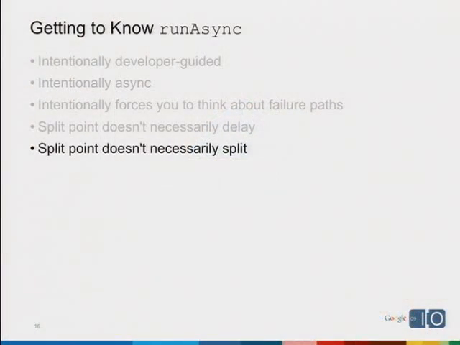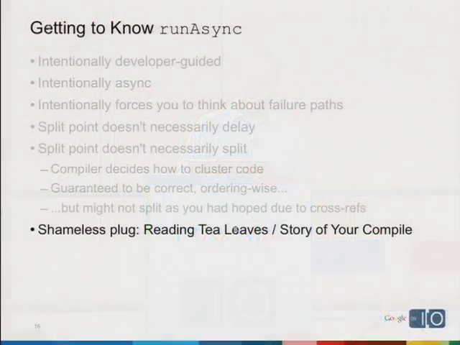It also doesn't necessarily mean split. The compiler can choose to ignore a split point. It tries to do a good job of finding a balance of minimizing the total number of fragments, making them cacheable, honoring all the different static dependencies in your code, which is all that stuff I just said. And to understand more about the specifics here, I invite you to come to the Story of Your Compile, Reading Tea Leaves talk that Lex and I are doing tomorrow, where we go into this in a lot more detail.